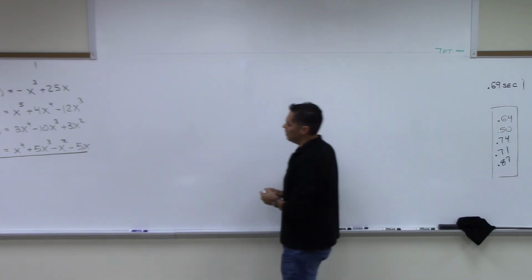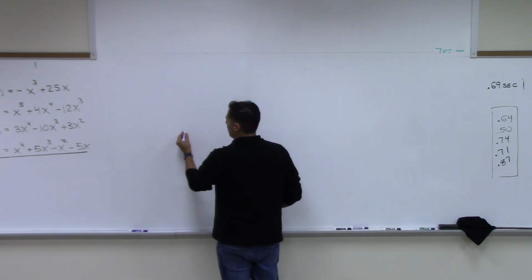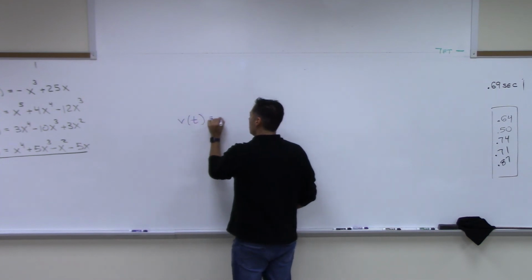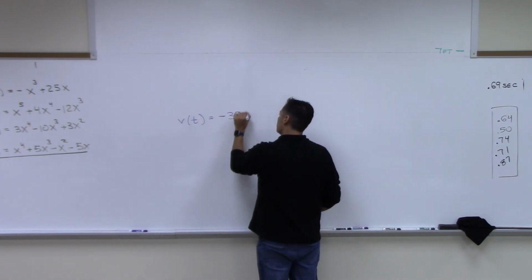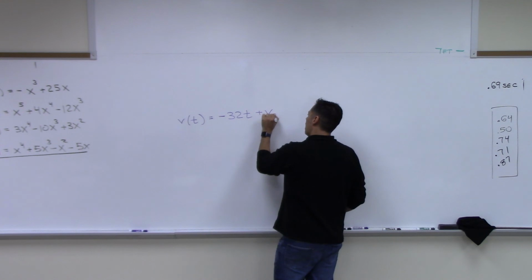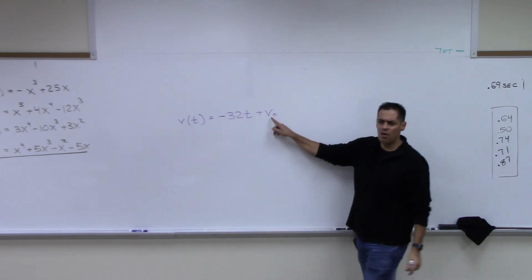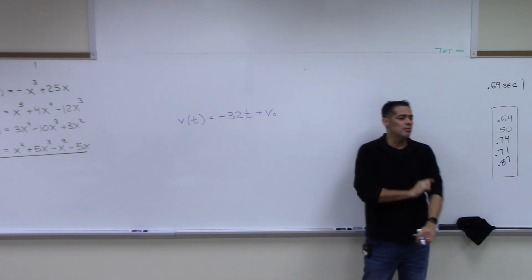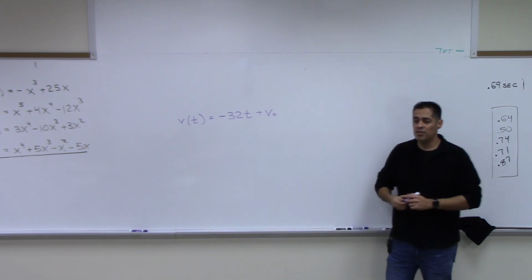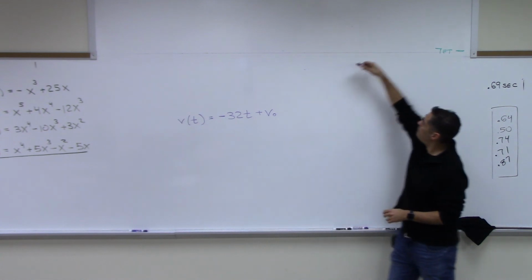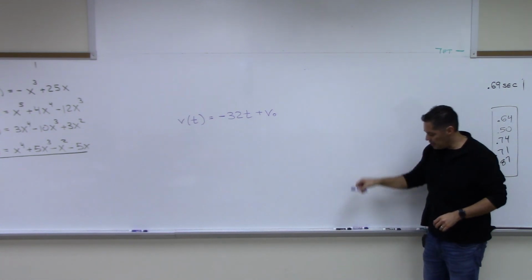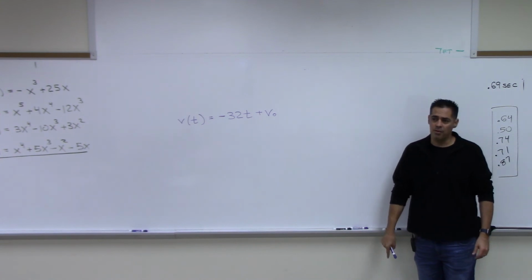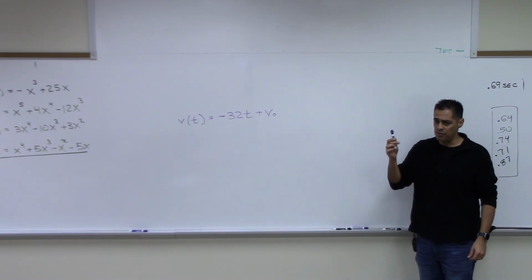FYI, off topic. There is another function called v of t, which is negative 32t plus v naught, okay? That's the same starting speed that we talked about a second ago. This formula tells you the speed at which the object would hit the ground. So when I dropped this, it was speeding up, speeding up, speeding up. When it hit the ground, I could tell you how fast it was going, the actual speed of the pen.